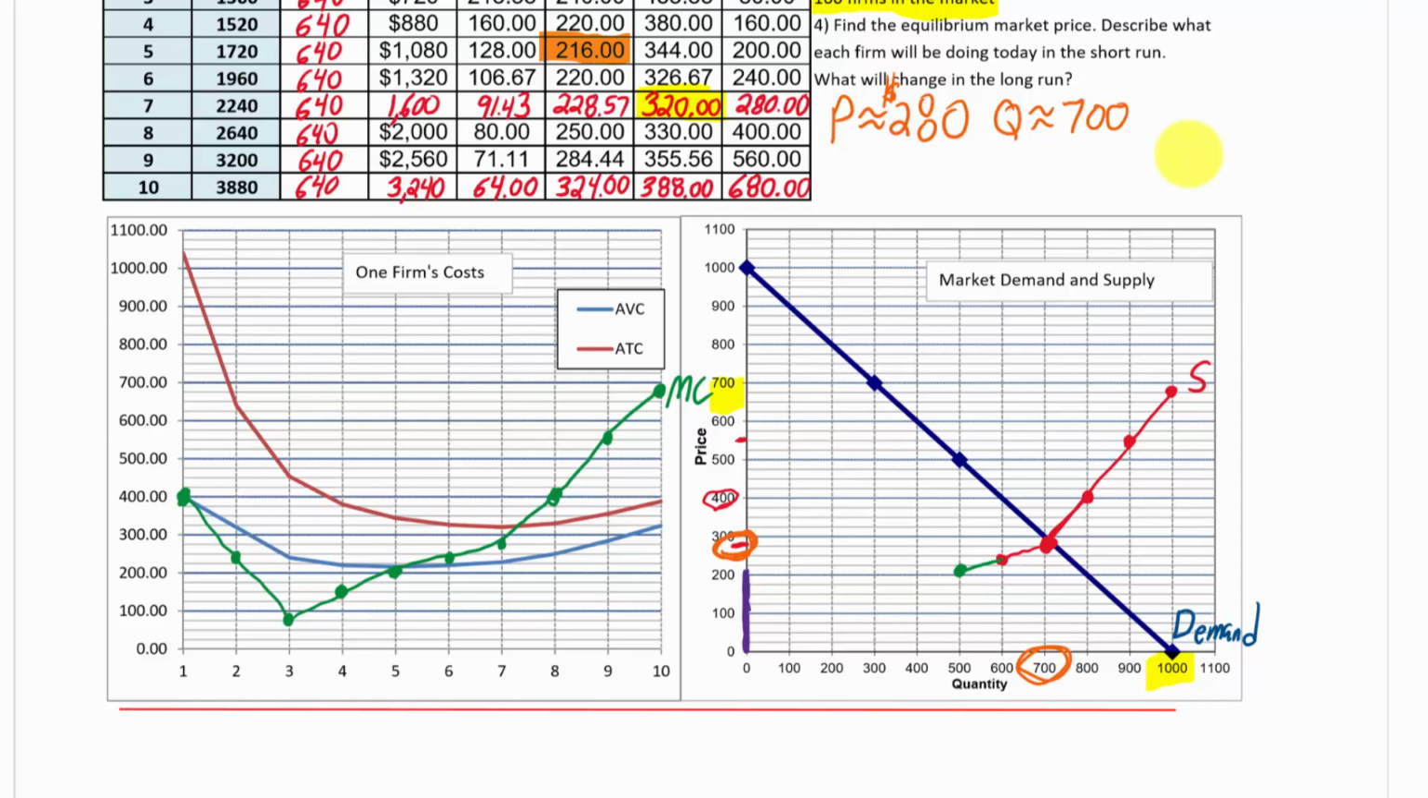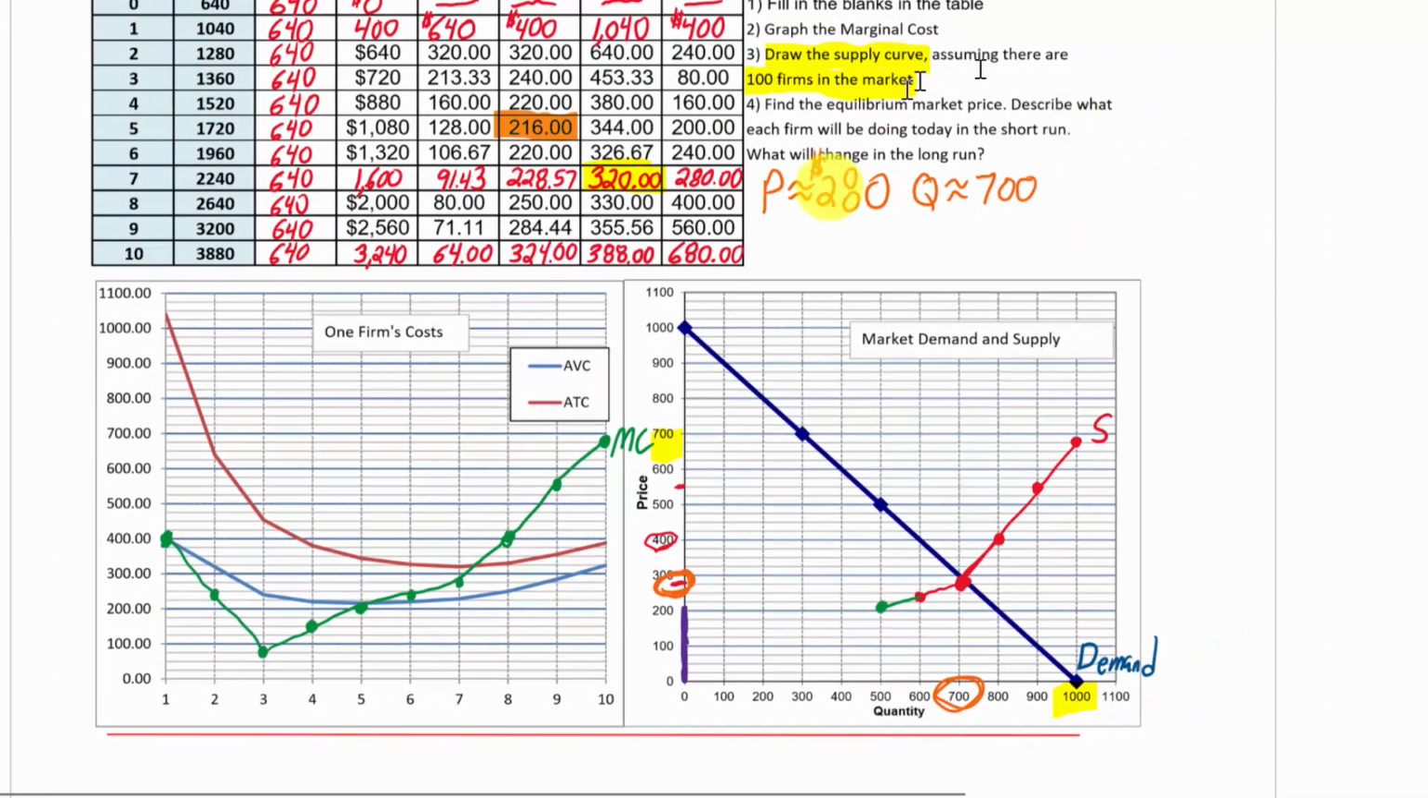All right, so let's talk more about what each firm would be doing. In the market, we see the market price is 280 and the market quantity is 700. That means each individual firm would be producing 7 units. The marginal cost of the 7th unit is the market price, so they would go ahead and produce that. What's going to happen to each little firm today if the market price is 280? Well, the market price of 280 is above 216, so they will actually produce, but it's below 320, so they will be losing money today.